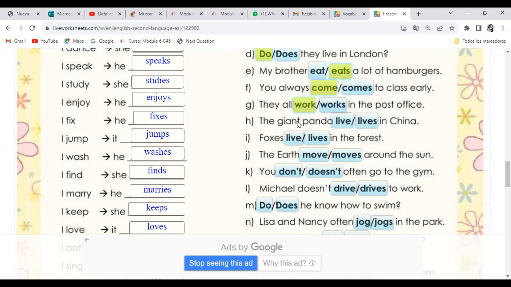The giant panda live or lives in China? Ahí estoy hablando del oso panda. Como estoy hablando del oso panda, es lives. Cristian lo dijo también. Lives. Yes, lives. ¿Por qué? Porque es tercera persona del singular, porque estamos hablando de un animal, en este caso del oso panda.